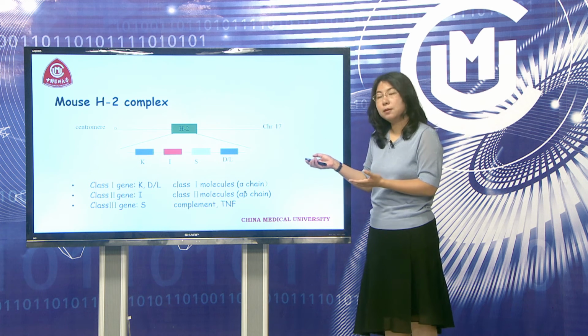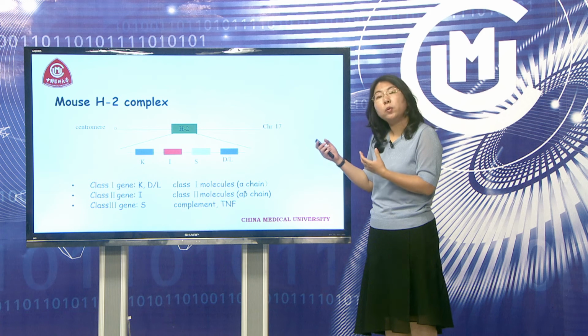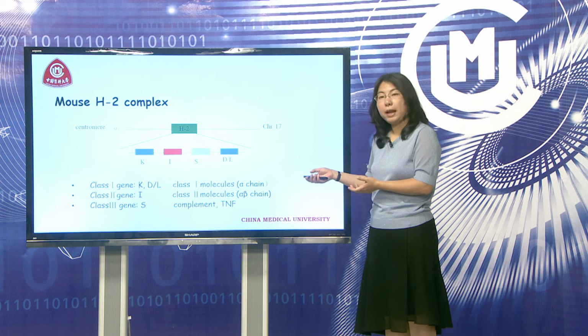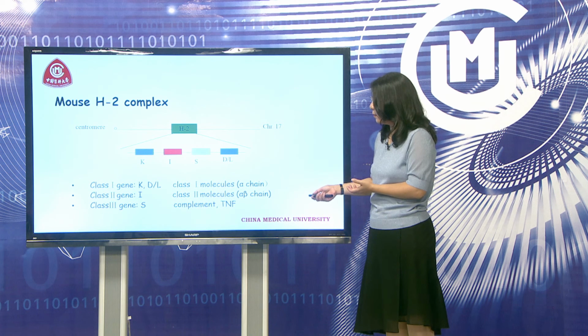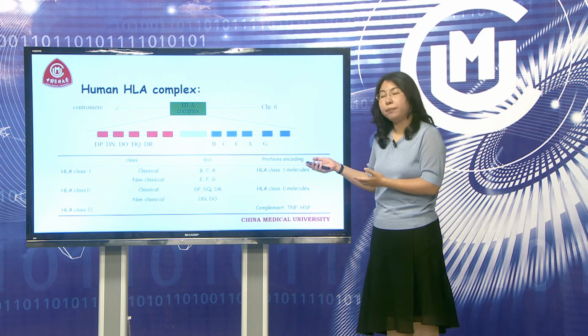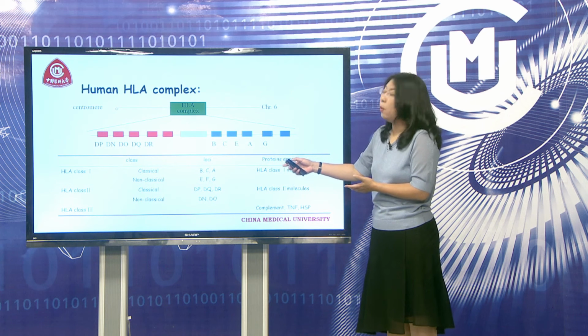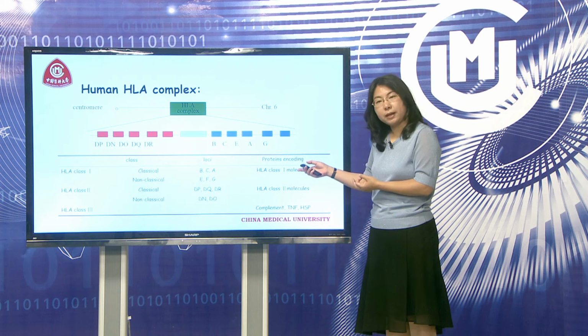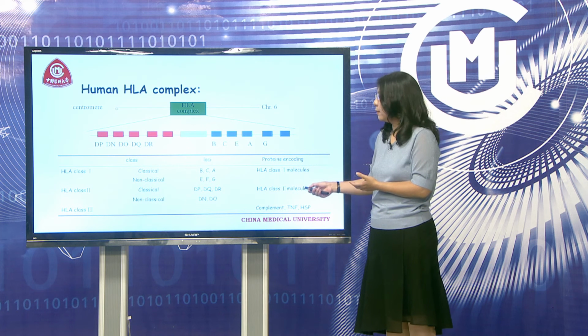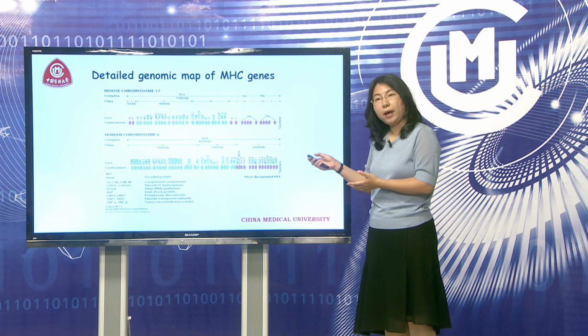So for mouse, class 1, we have K loci and D or L loci. And for class 2 for mouse, we have the I loci. This is for human. So for human, for class 1, we have B, C, A, 3 loci, and for class 2, we have DP, DQ, DR, these 3 loci. And this gives us the genetic map of MHC genes.